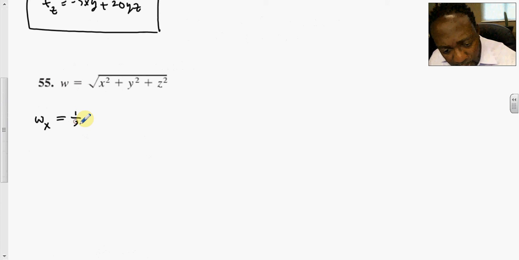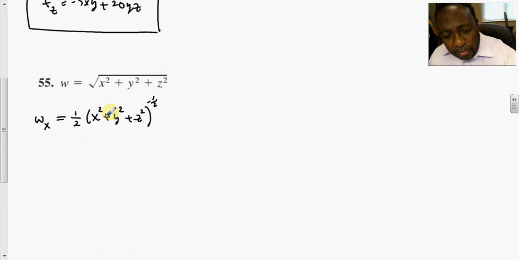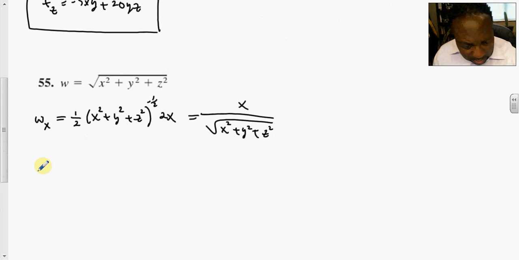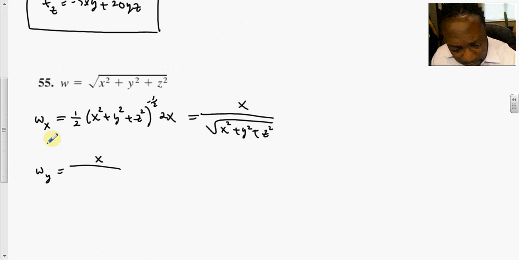So this becomes 1/2 times the expression x squared plus y squared plus z squared, and that's raised to the negative 1/2 power times the derivative of the inside with respect to x, that's 2x. So here this is just x all over the square root. Likewise, the same pattern happens with y, the partial of w with respect to y. Then likewise the partial of w with respect to z.